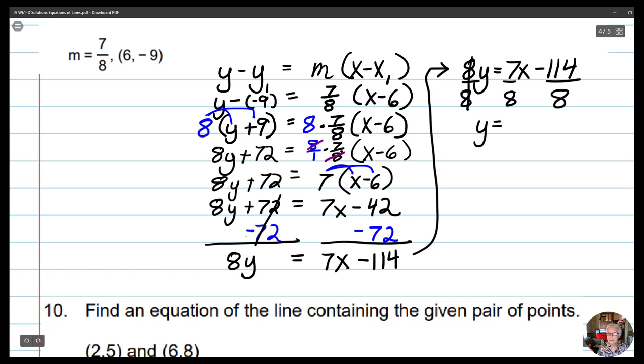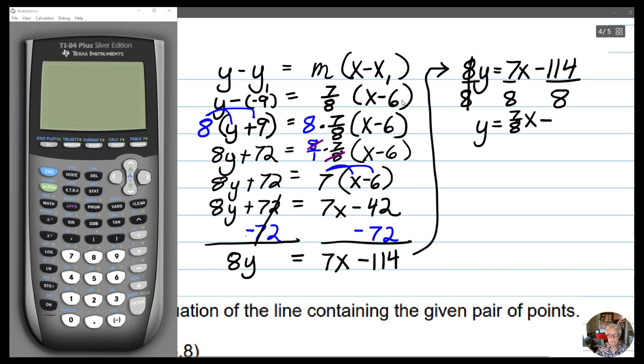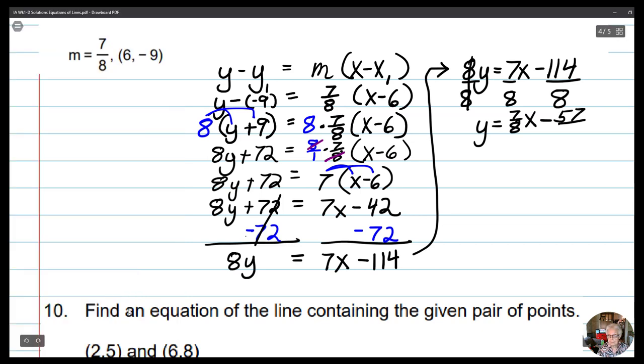So I'll have y equals 7 eighths x minus, watch out, we're going to go to the calculator and math frac this. Here we go. 114. Well, I could say negative 114 divided by 8. And I'm going to math frac enter. And that'll be negative 57 over 4. I could have divided the top and the bottom by 2, gotten the same answer. And there's our equation.